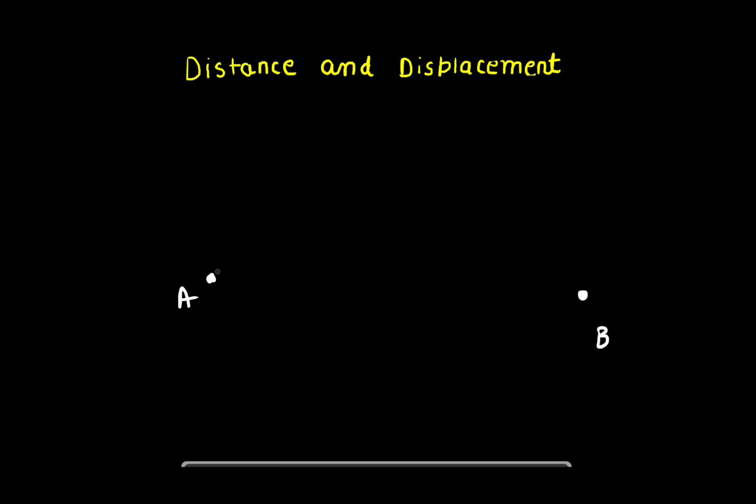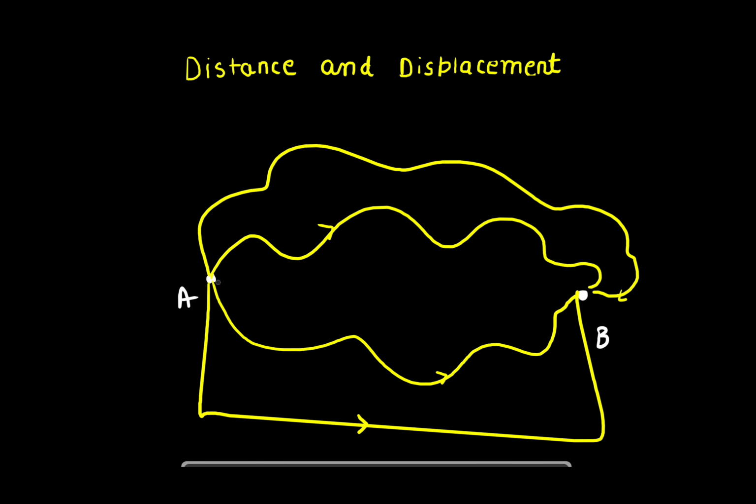To reach point B, we can have many ways. In fact, there are an infinite number of ways in which I can reach point B, but there will be a unique path in which we can reach from point A to point B following a shortest path.